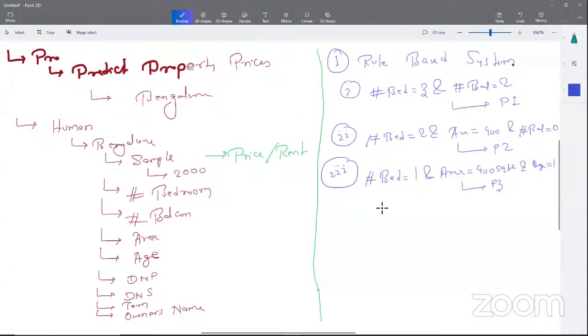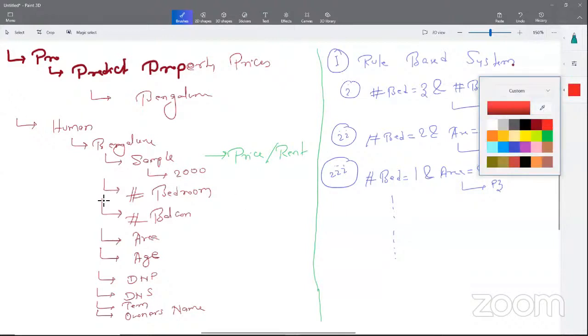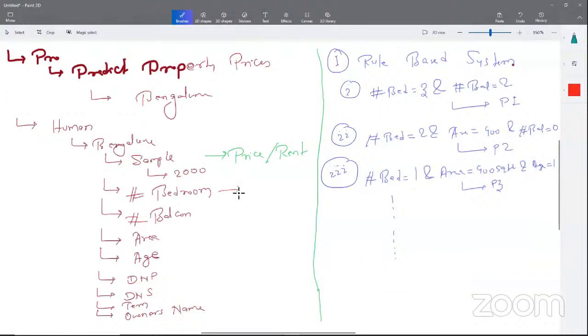So if we try to analyze the rule-based program, do you think it's feasible for a human team to write all the possible rules? A quick yes or no? No, it's not feasible. Why? Because let's put in some mathematics here. Say bedroom can take 5 different values, balcony 5 different values, area 100 different values, age 10 different values, distance from nearest police station 5 different values, and distance from nearest shopping mall 10 different values.